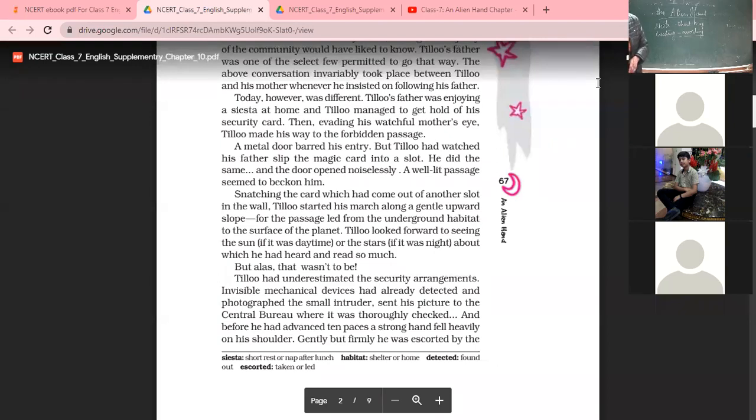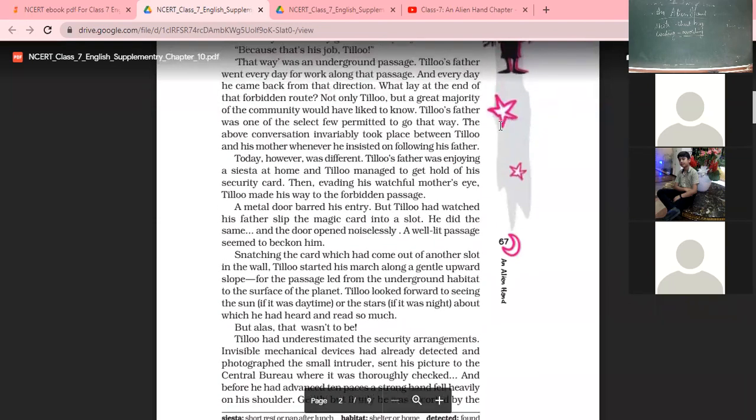So gently, firmly, he was escorted by the security staff back home to an anxious and angry mother. At home, you know, mother came to know. She must have asked his friends also. His friends would say, no, auntie, we haven't seen him.